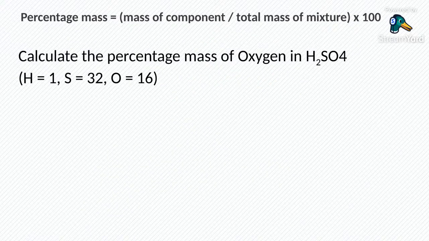What is the formula? The formula says that percentage mass is equal to the mass of the component over the total mass of the mixture times 100. Why are we involving 100? Because anything percentage is 100. Now, I know you guys don't really get it. I will try and solve an example so that you guys will follow.